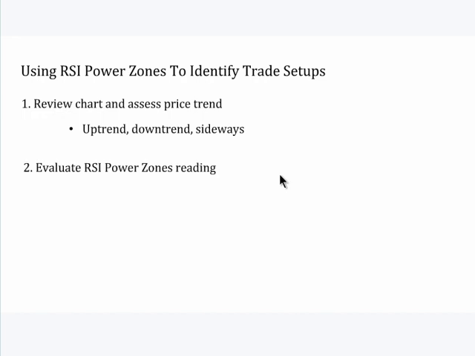Then you evaluate the RSI power zones reading. So what we're specifically doing is looking at the RSI value relative to the 4 power zones.